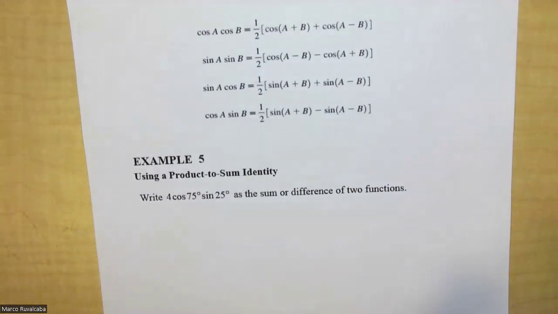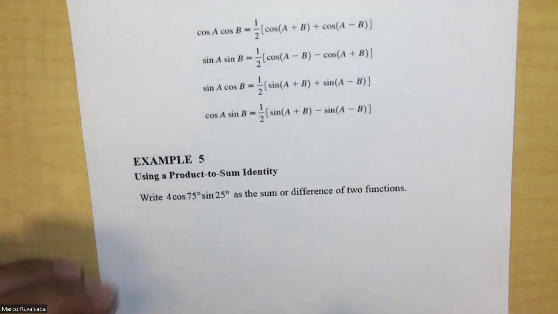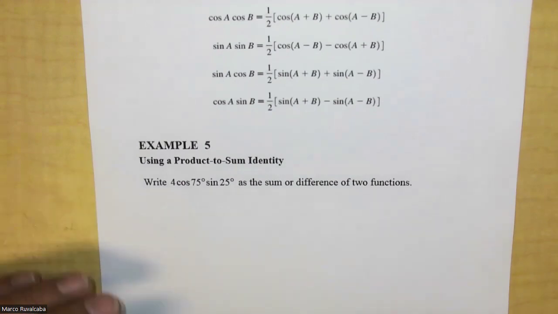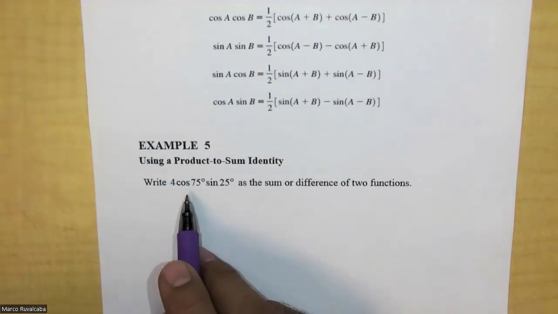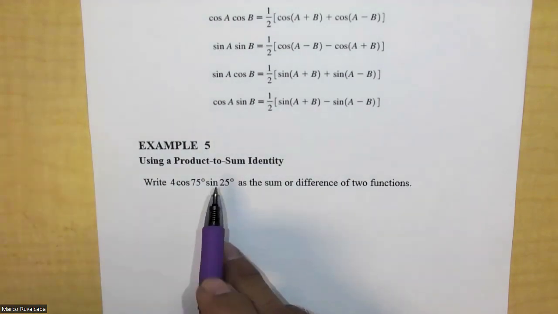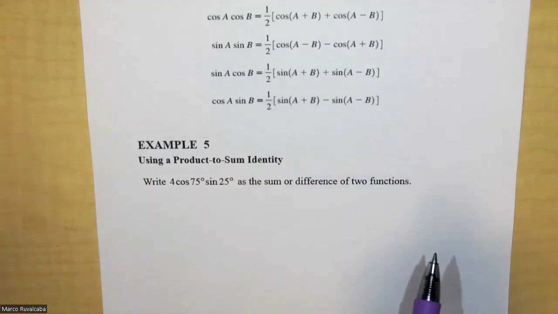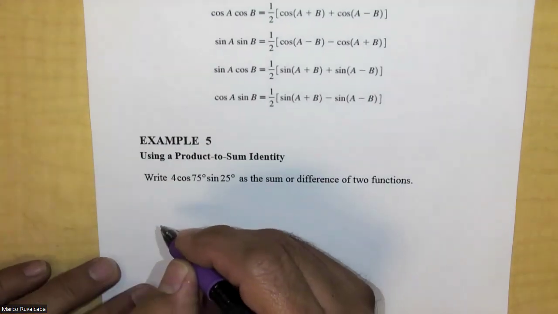All right, here's another set of identities. They're called product to sum identities. And it just depends what type of problem you're doing. You got to use the correct one. So for this one, it's a product of 4 times cosine and sine. So we're going to use this bottom one here, cosine times sine. So let's get to it.